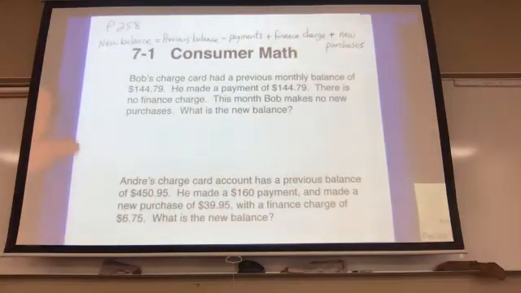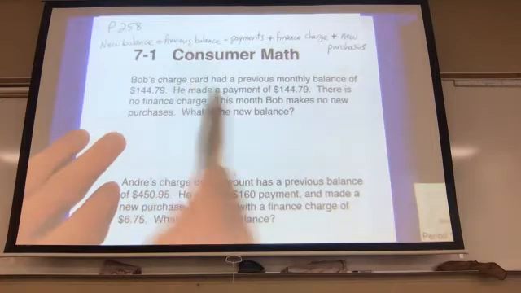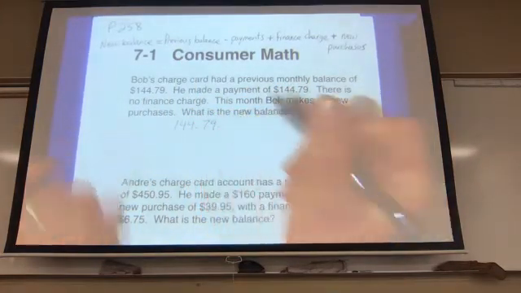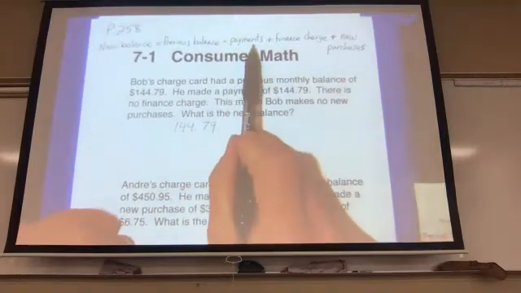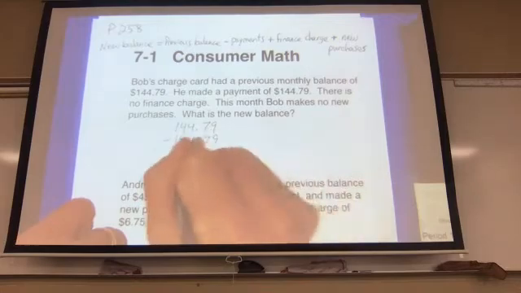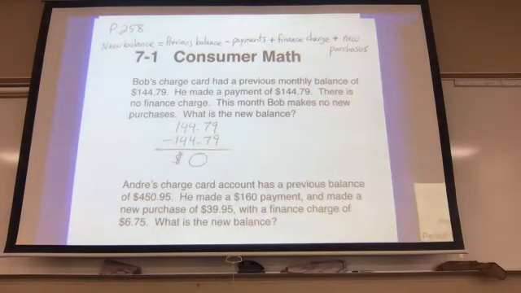We have Bob. Bob's charge card had a previous monthly balance of $144.79. He made a payment of $144.79. He has no finance charge. And this month, Bob makes no new purchases. So it wants to know his new balance. So if you go back to find our new balance, we're going to start with the previous balance, which it said here his previous balance was $144.79. We're going to subtract from that any payments he made. He made a payment of $144.79. When you subtract those two, he's at 0. He owes his credit card nothing at this point.